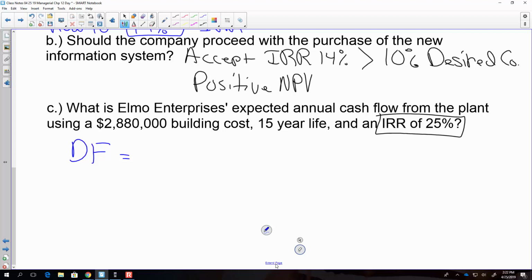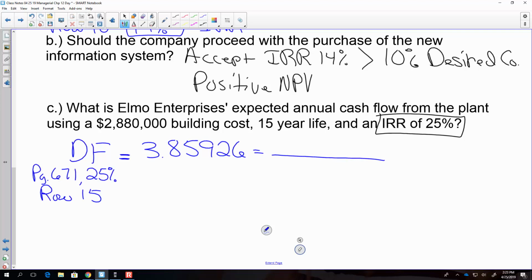I was hoping for a column. That's pretty high, 25%. Go down to the row. So I'm on page 671, the 25% column. Row what? 15 gives me a discount factor equal to what, Allison? 3.85926 is equal to our investment, 2.88 million, over X. X is our annual net cash flow. That's what we're trying to solve.